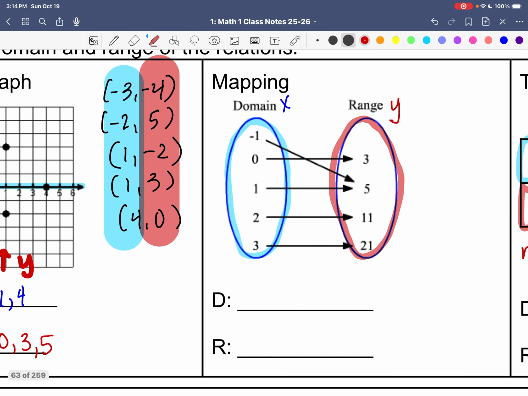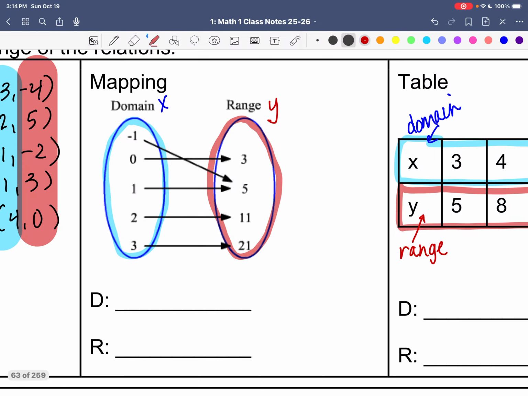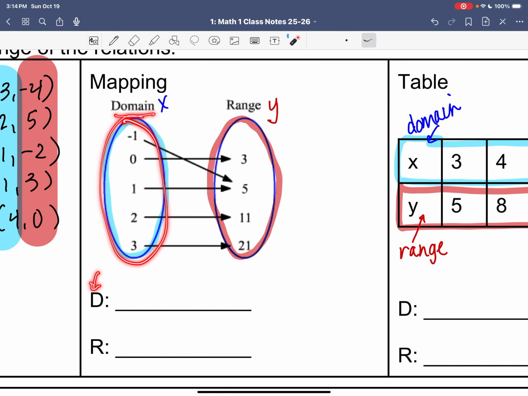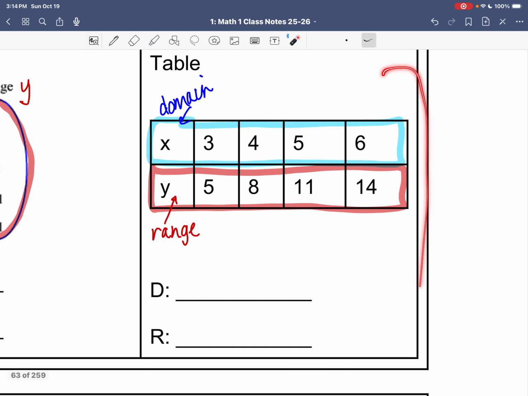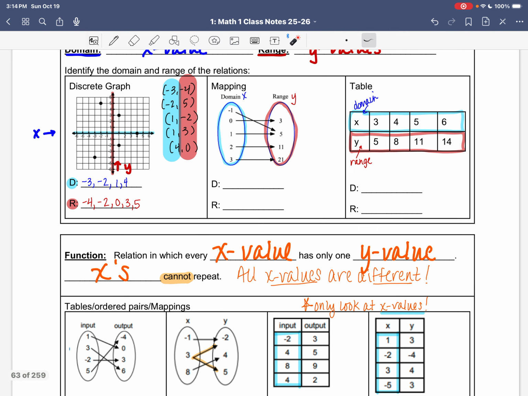Okay? All right. And then here's mapping. For mapping, same thing, follow the arrow. So if I'm going to do this, this is actually easy. For domain, you just write everything that's in here. So this should be -1, 0, 1, 2, 3. If there's any repeats, only write it once. Range, you just write exactly what's here. There you go. That's easy. And you're going to try this one, and you're going to do those two. So finish those two, and then we'll keep going.